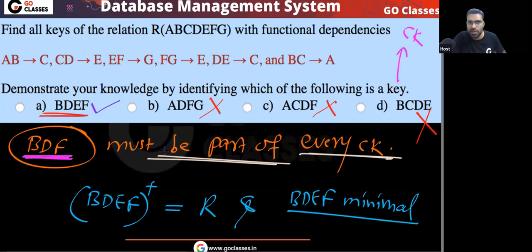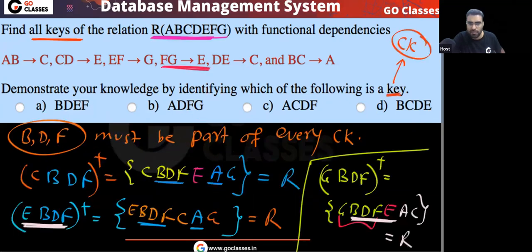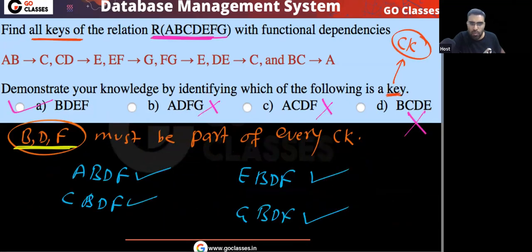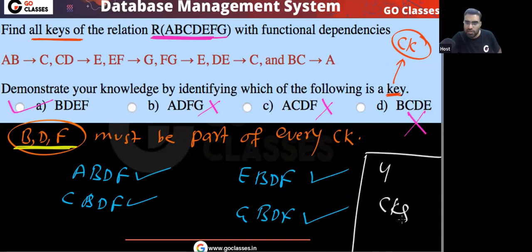In the GATE exam, if they ask you this question, you can eliminate the options and you will get your answer. Very simple. But if they ask you how many candidate keys, then what you need to do? In the same question, if they ask how many candidate keys, there are 4 candidate keys, and now you need to solve the complete question.